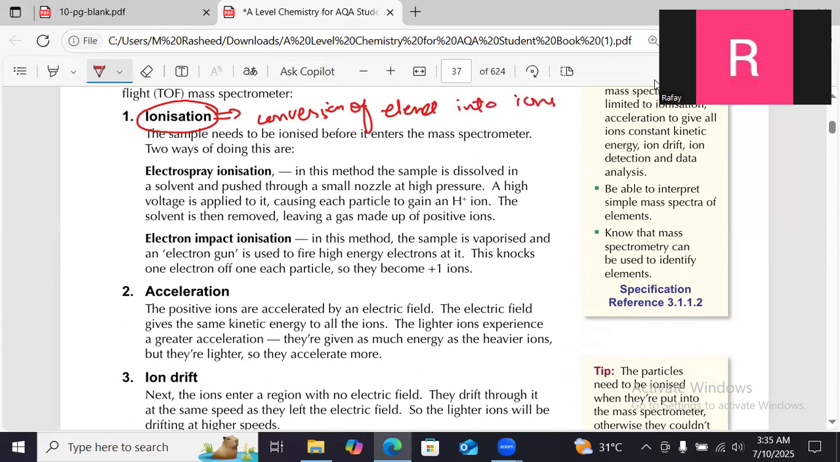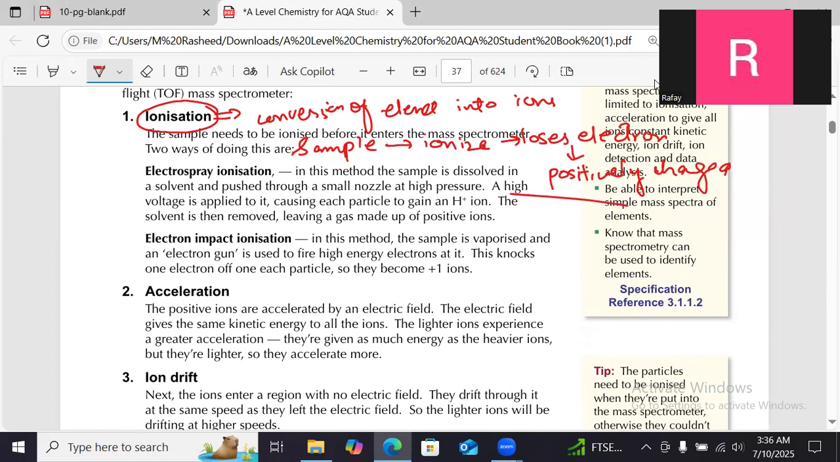Okay, so when a sample is injected in the mass spectrometer, first of all, it gets ionized. Ionized means it loses electron and becomes positively charged. So when it becomes positively charged, definitely it will be called as ions. So the first step in mass spectrometer is ionization. And there are two types of ionization: electrospray ionization and electron impact ionization.